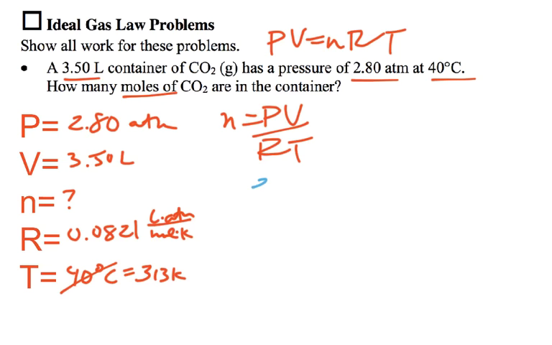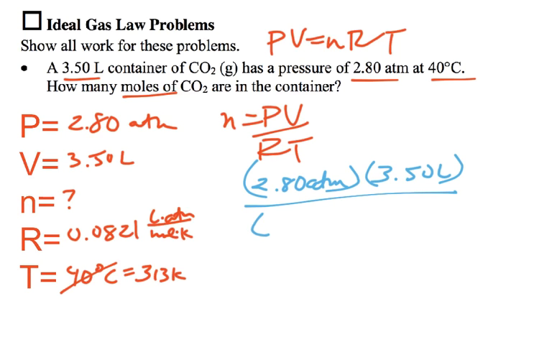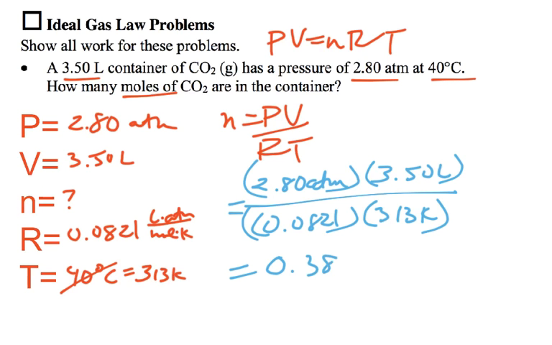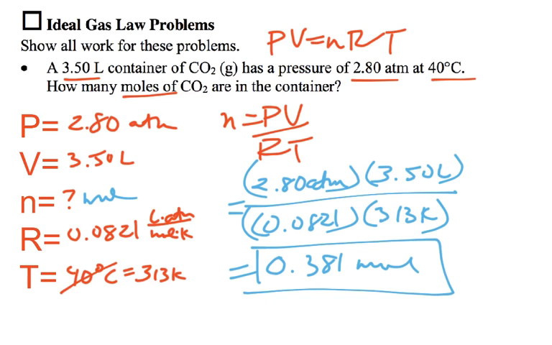And so we're going to have 2.80 atmospheres times 3.50 liters divided by 0.0821 liter atmospheres per mole Kelvin and 313 Kelvin. When I do this, I get an answer of 0.381, and this is moles, because we're defining this as moles. And hopefully that's the right answer. Certainly the setup is correct.